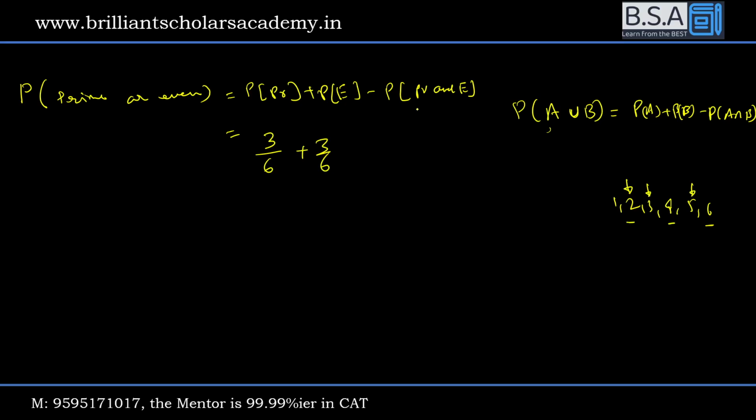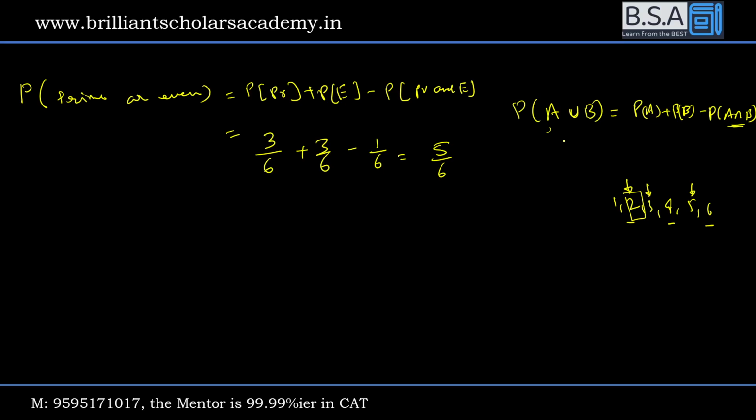Now, is there any number which is prime and even? 2. See, it got counted in both places, so this is an overlap, the common part, and so we subtract 1/6. The answer would be 5/6. So I was trying to teach you probability of A union B.